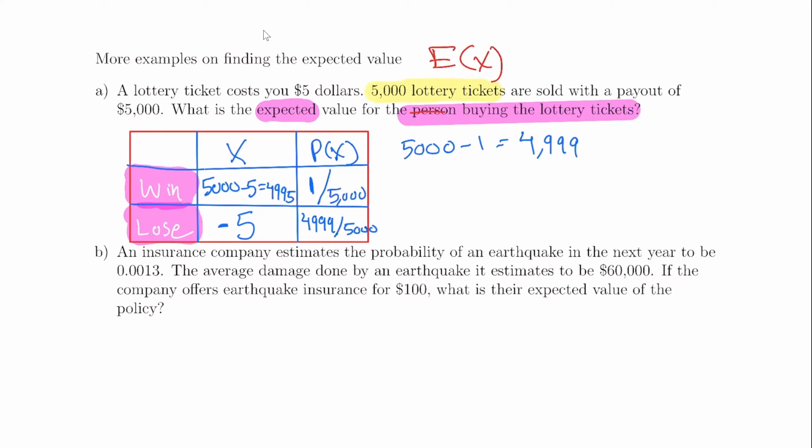Any question in regard to how I set up the box? Okay, so the -5 comes from the $5 that they had to pay to play the game. If you pay $5 and you lose, you're out that $5. So since you're out that $5, that's why we put -$5.